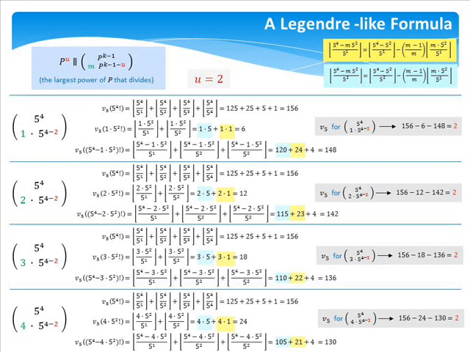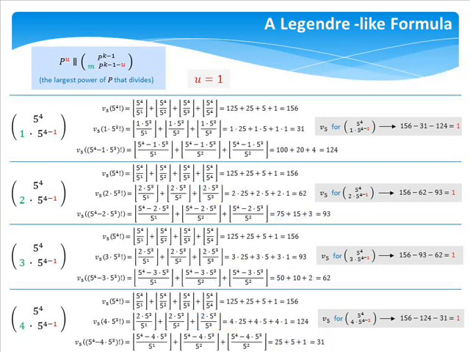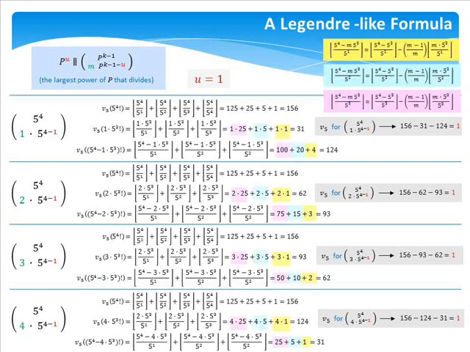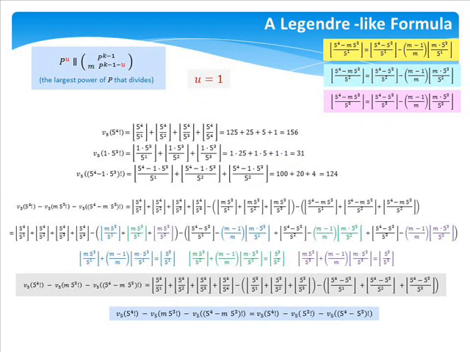Note how the formulas in yellow and light green apply. Press pause if needed. The same happens when u equals 1. Legendre's formula gives us 1 as the largest exponent of 5 that divides the binomial. Note how the formulas in yellow, light green, and purple apply. By substituting the previously mentioned formulas, we observe that when computing Legendre's formula, the value of m doesn't alter the final result.